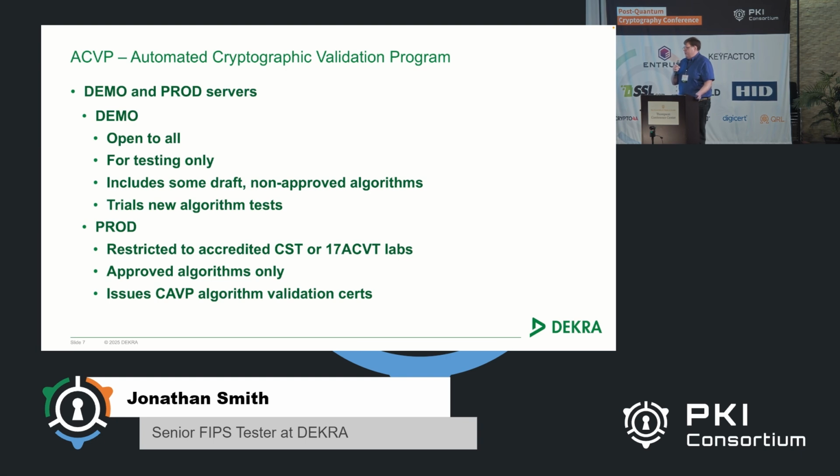Then we have the production server, where access is restricted only to the accredited labs. It contains only actually approved algorithms, and it's used to actually issue the ACVP algorithm validation certificates. And then you would plug those certificate numbers in when you validate the module that uses that algorithm.